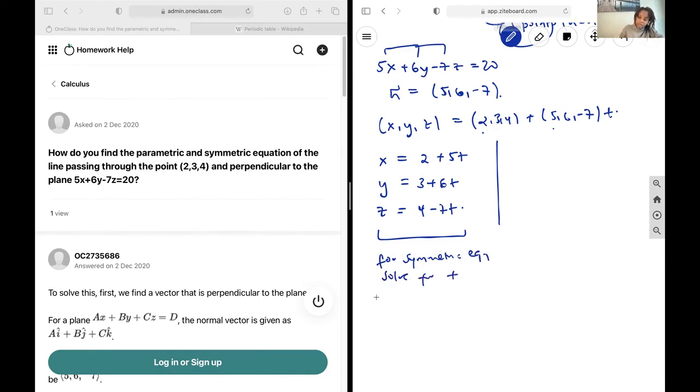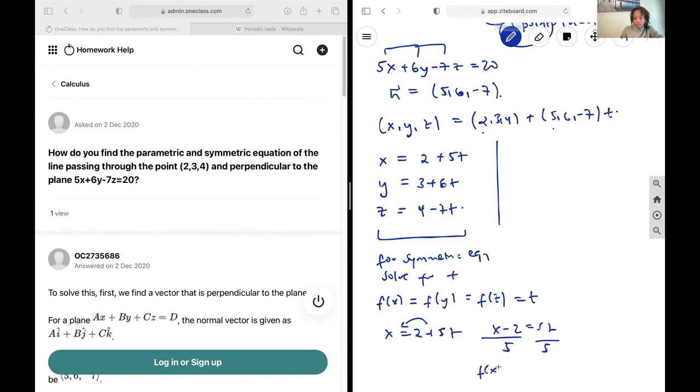So you can get some function of x is equal to some function of y, which is equal to some function of z, and these are all going to be equal to t. And so in our first case of x = 2 + 5t, solve for t so that we can get x - 2 = 5t, divide both sides by 5. And so our function of x, which is going to be equal to t, is (x - 2)/5. So let's write that one out first.